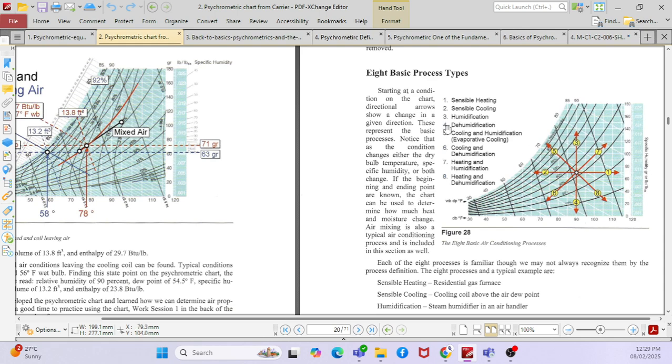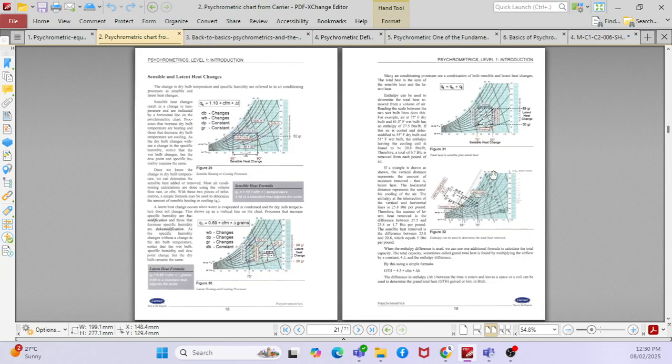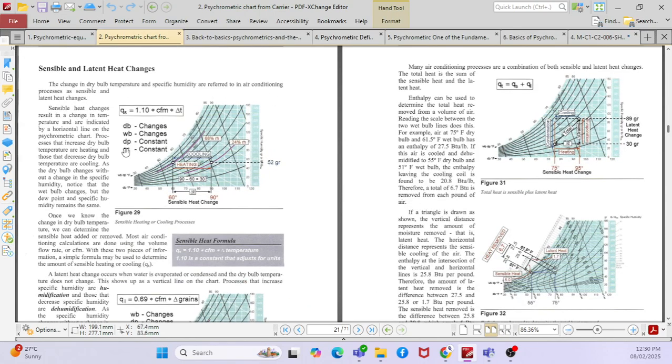Okay, so dehumidification is the opposite. Say, for example, you are going to heat the air. Similarly, each and every point is given here: heating and humidification, cooling and dehumidification. All the processes are given here. If you go further down, you can understand each and every property.